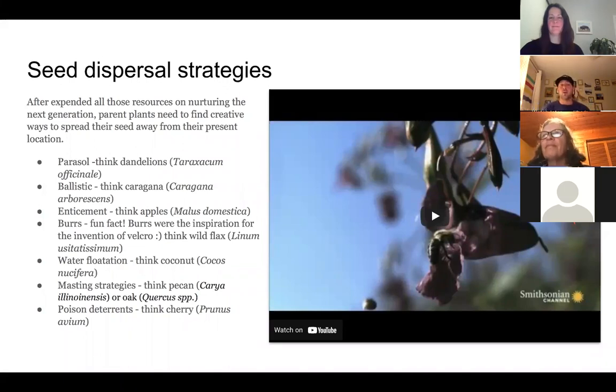And then another one, again with this idea of how precious these seeds are to the parent plants, how many resources they put into them: there are a number of species that make their seeds somewhat poisonous. That acts as a deterrent from animals using them as a big source of energy.